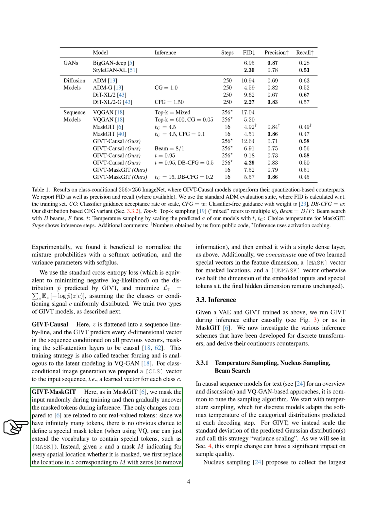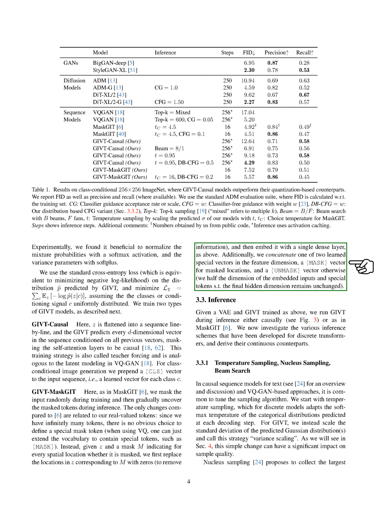In the second type, GIVT MaskGIT, we mask the input randomly during training and then gradually uncover the masked tokens during inference. Since we have infinitely many tokens, there is no obvious choice to define a special mask token. Instead, given the latent representation and a mask indicating for every spatial location whether it is masked, we first replace the locations in the latent representation corresponding to the mask with zeros. We then embed it with a single dense layer. Additionally, we concatenate one of two learned special vectors in the feature dimension, a mask vector for masked locations, and an unmasked vector otherwise.